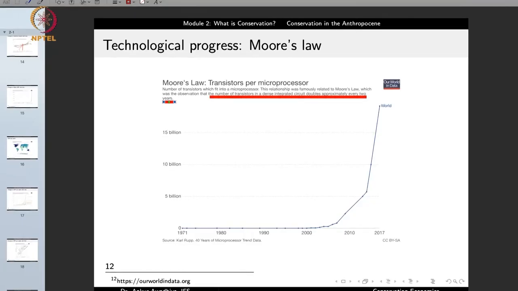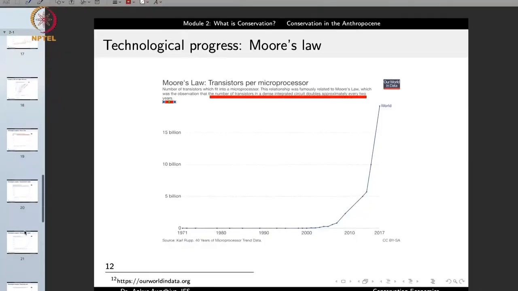What is the position at present? Well, we are observing that actually the number of transistors has been roughly doubling every 2 years, and we are observing an exponential increase, which is an indication that technological progress is also increasing exponentially, which means that the T component of the equation I is equal to P into A into T has also been increasing, and the rate of increase has also been increasing.